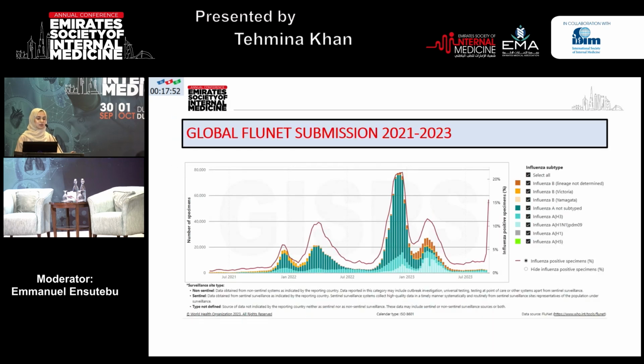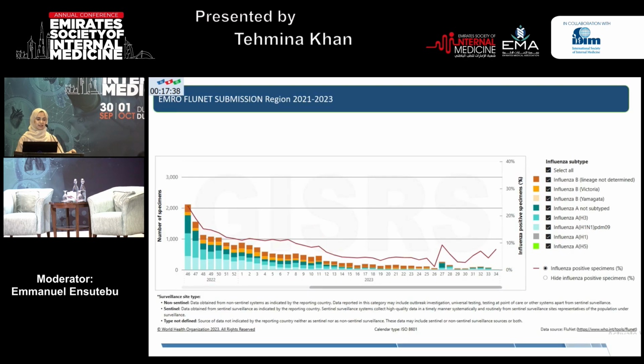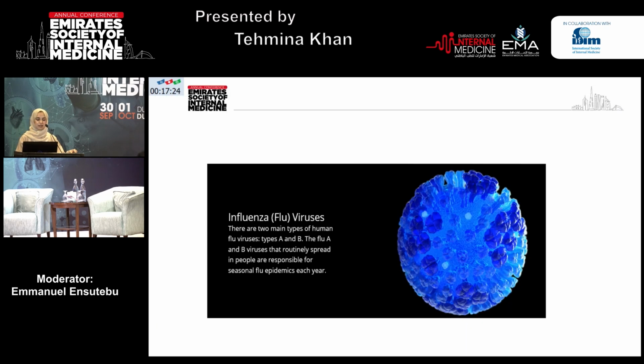So this is from WHO, the Global FluNet submission from 2021 to 2023. And again, you can see predominantly it's influenza A in the dark blue. This is the FluNet submission region by weeks from last year to this year, and slowly we are still going into the flu season, so the numbers are expected to increase.